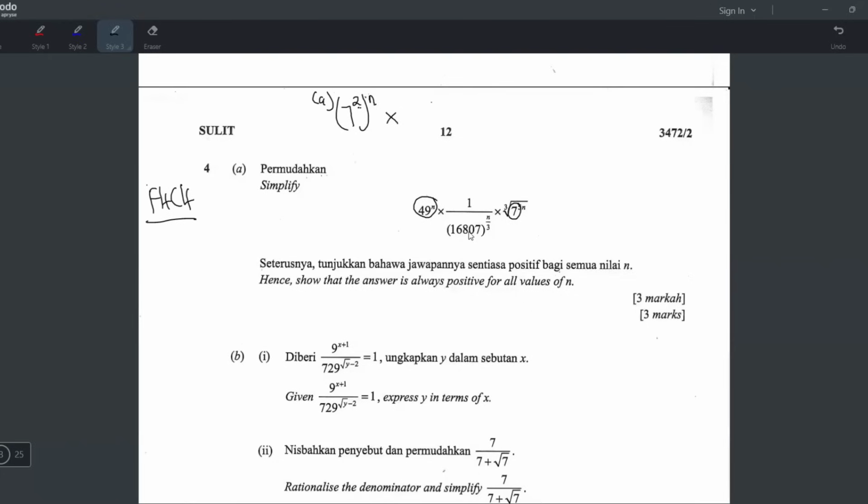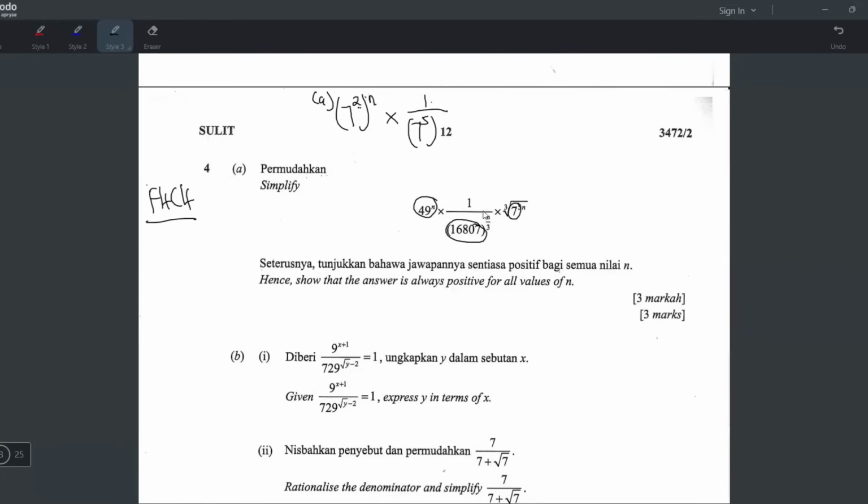Okay, but if you're not sure, you can use your calculator. Let me teach you how. I will press log 16807 divide log 7, and your calculator will give you 5. That means this is 7 power 5. So it's going to become 1 over 7 power 5.